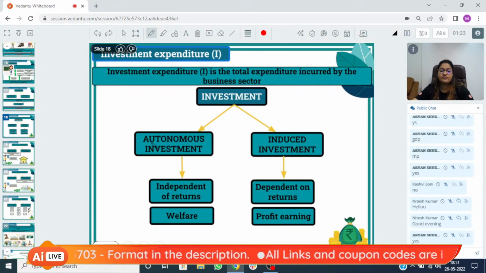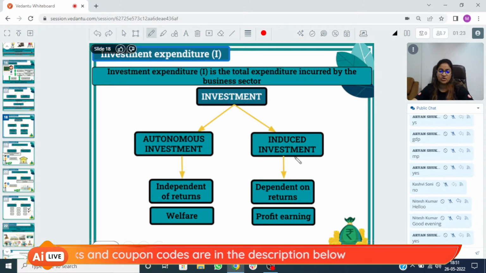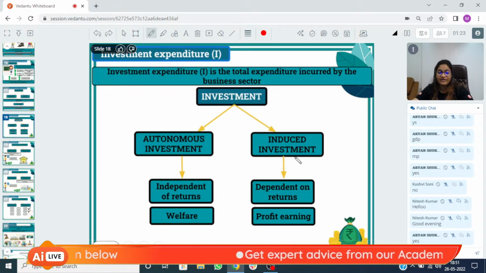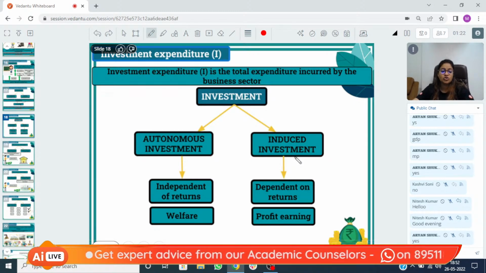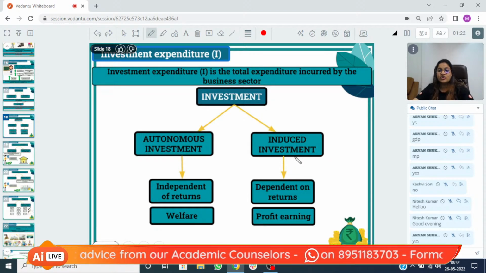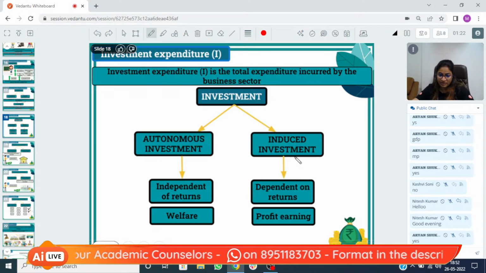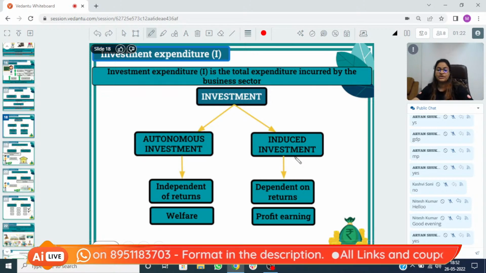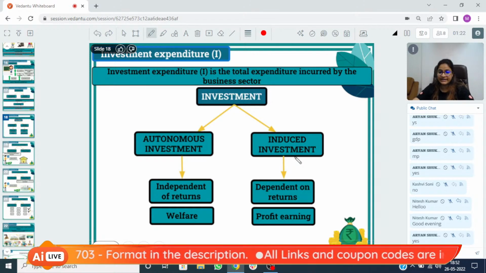So, two types of consumption, similarly two types of investment. Autonomous investment and induced investment. Autonomous investment is independent of returns. It is done for welfare. Generally, the government sector performs autonomous investment. Induced investment is dependent on returns, dependent on profit, dependent on income. So generally the private sector will perform induced investment.